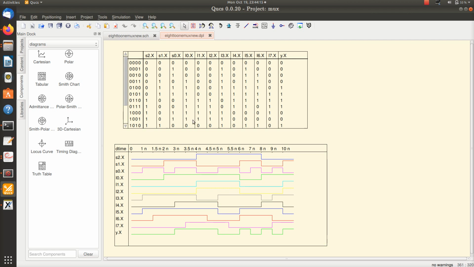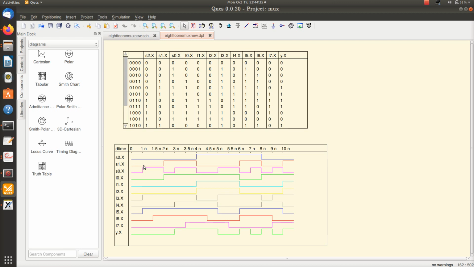Here this is 1, 0, 1, that is 5, sorry. Then I5 should come out. I5 is a 0 that comes out. The waveforms are given here. This is S2, this is S1, this is S0. This gives a regular pattern from 0, 0, 0 to 1, 1, 1.